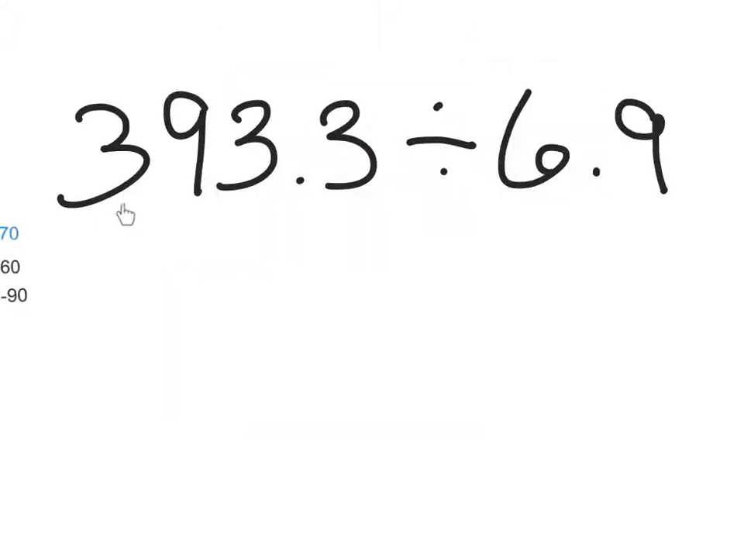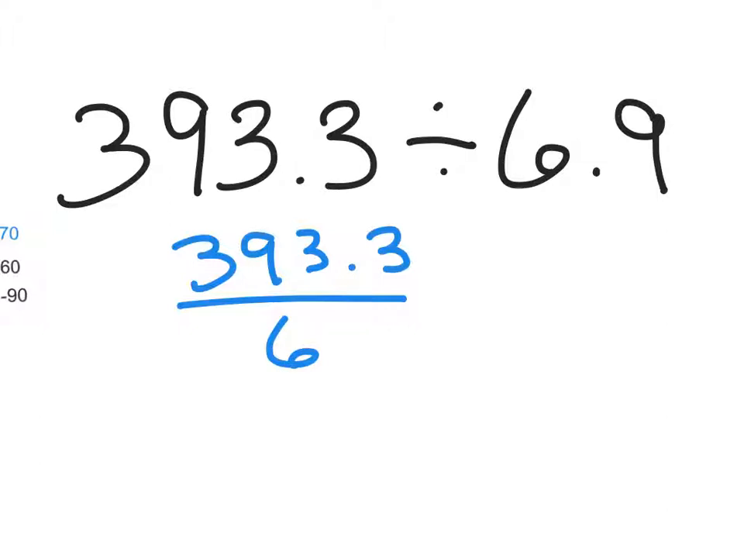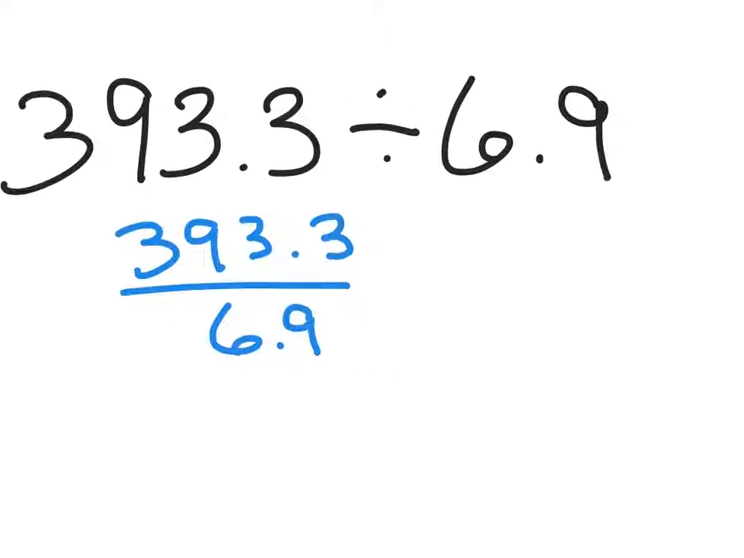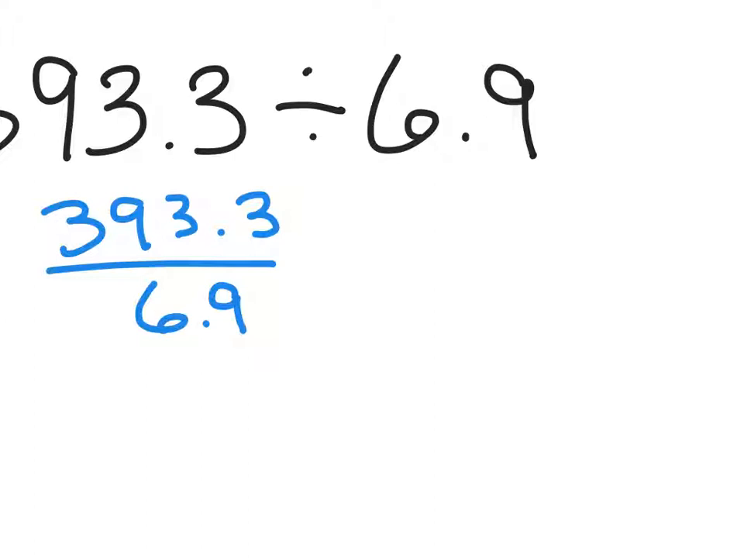And here we go, 393.3 divided by 6.9. Well, the first thing I want to do is rewrite this as a fraction, right? And I'm going to write 393.3 divided by 6.9, right? So what I want to do now is turn this divisor into a whole number, and I'm going to do that simply by multiplying by the giant 1, right?